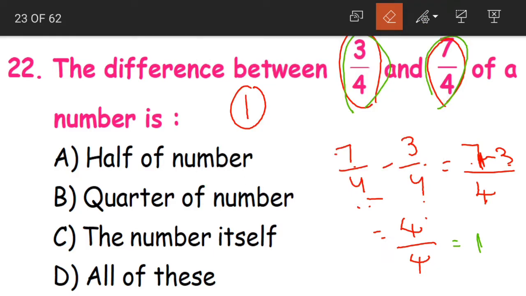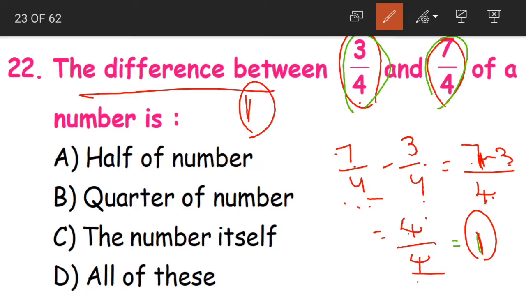Yes or no? 7 by 4 and 3 by 4 of a number. We are taking the number 1 of which we have 3 by 4 and 7 by 4. When we subtracted, we got 4 by 4. And what is 4 divided by 4? It is 1. So what answer did we get? We got the number itself.